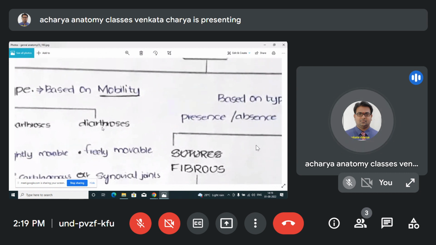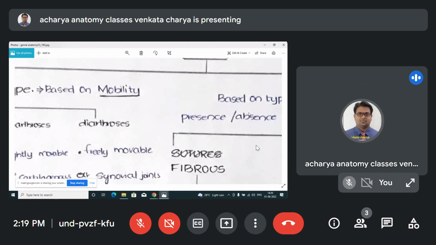Next, diarthrosis, which means freely movable joints. A freely movable joint is called diarthrosis. An example of diarthrosis is the synovial joints. So this classification is according to the function only.